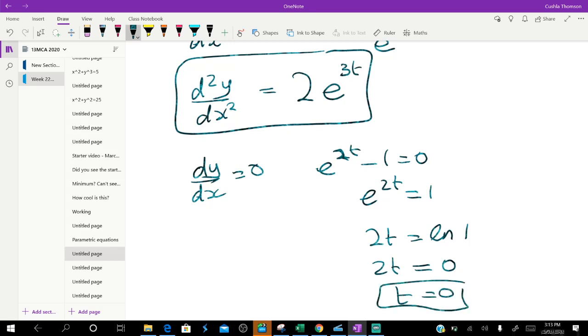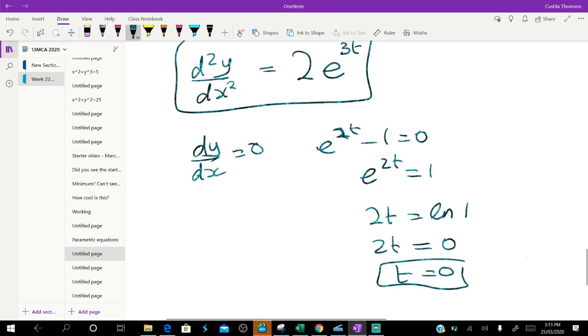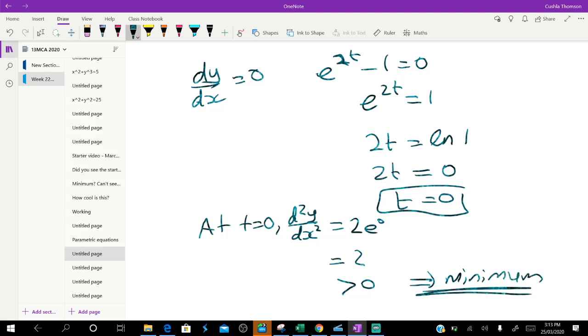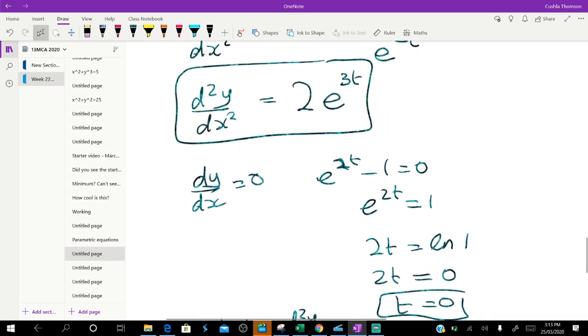So that was fine. But we want to show that we've found a minimum. So at t equals 0, we now evaluate the second derivative. d squared y by dx squared is equal to 2e to the 0, which is 2, which is greater than 0. So we've found a minimum. Right, so yeah, I think this is pretty cool. I think this is pretty useful as well. So make sure you've got that down.